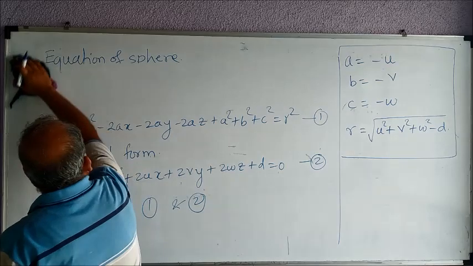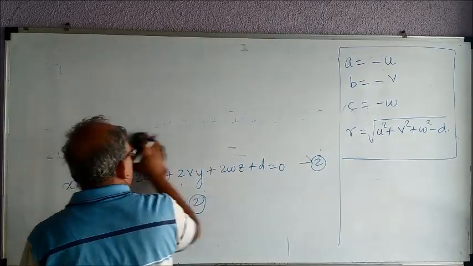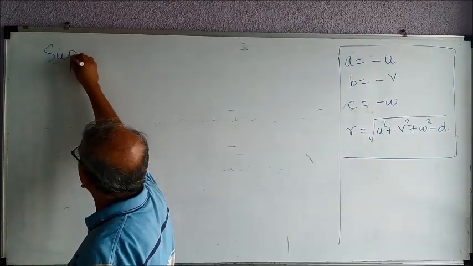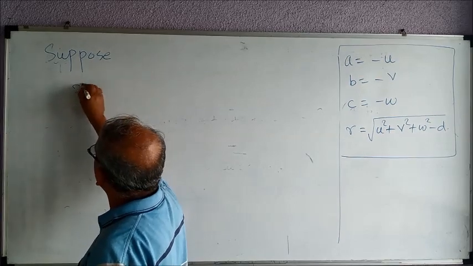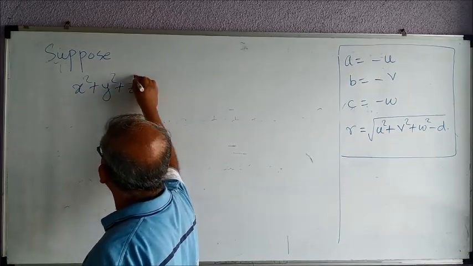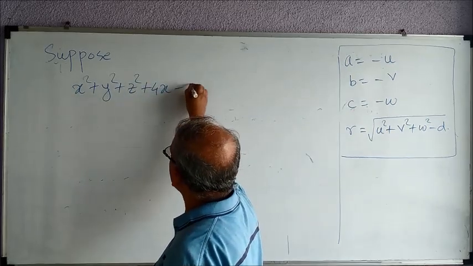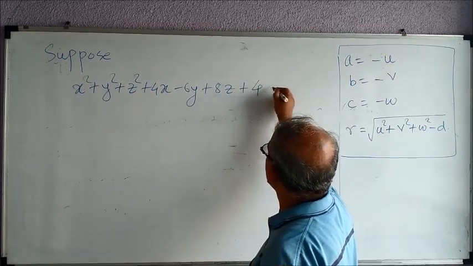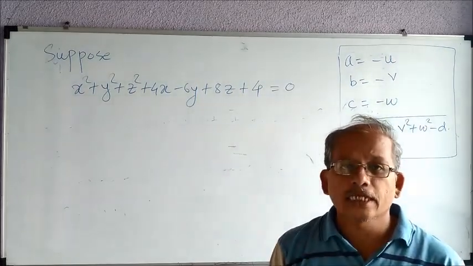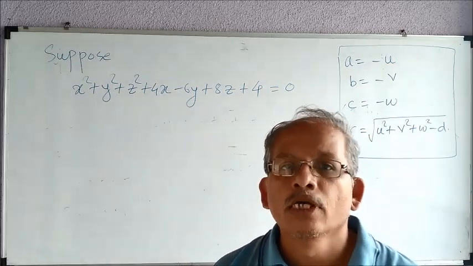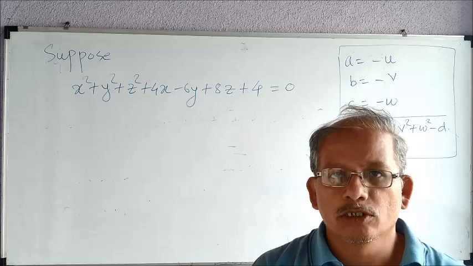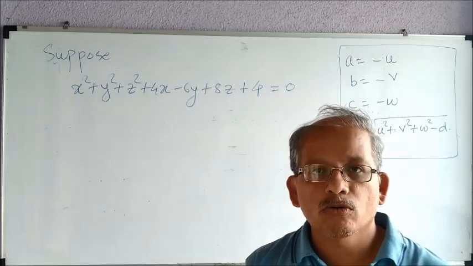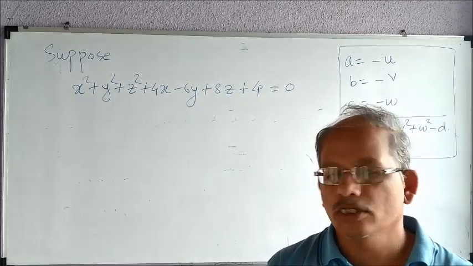Now suppose x square plus y square plus z square plus 4x minus 6y plus 8z plus 4 is equal to 0. This is a second order equation given to me. How will you recognize that this equation represents a sphere? There are a few clues for this recognition.